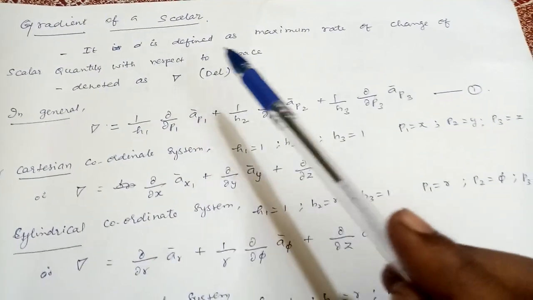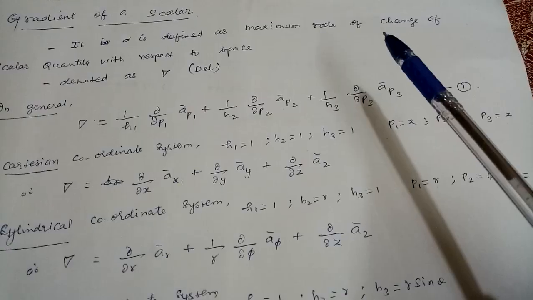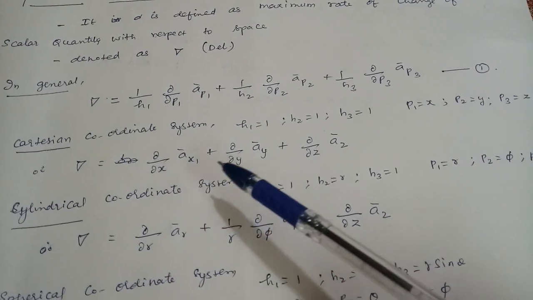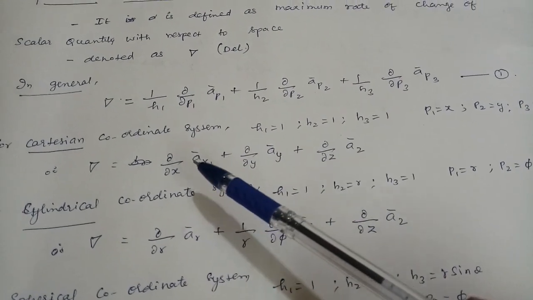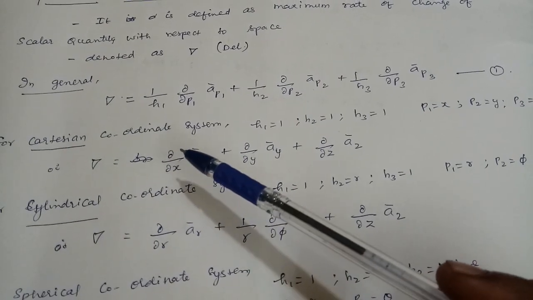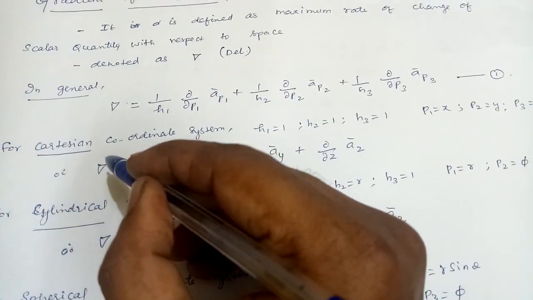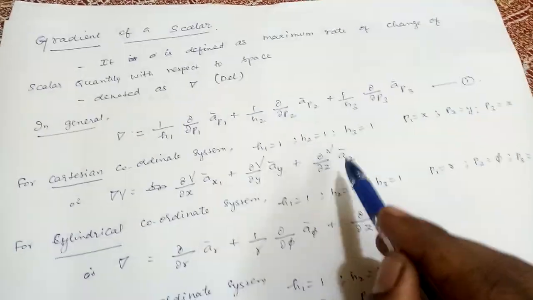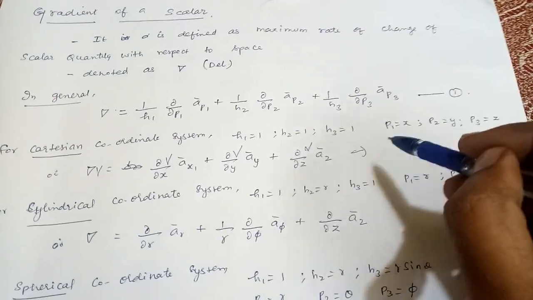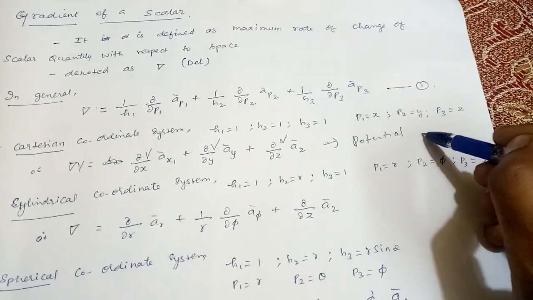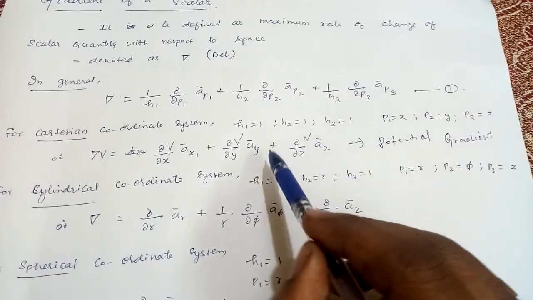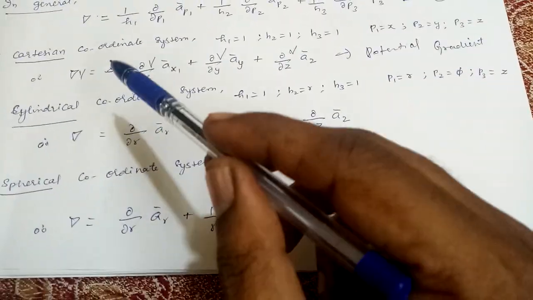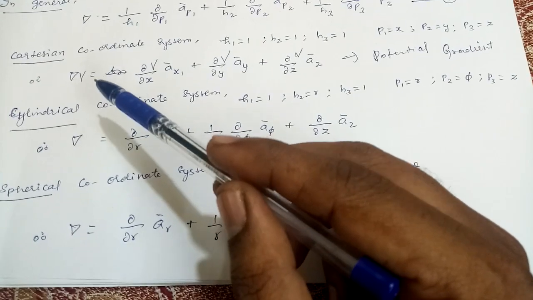Again, back to the definition. It is defined as the maximum rate of change of the scalar quantity with respect to space. So when we see the Cartesian coordinate system, x, y, z are the space coordinates. So this is the rate of change of any scalar. Suppose you take a scalar V. This is a scalar value, defined as the potential gradient. Its potential is varied with respect to the space coordinates x, y, z. Similarly, for all the coordinates, we can find the gradient value for any scalar quantity.